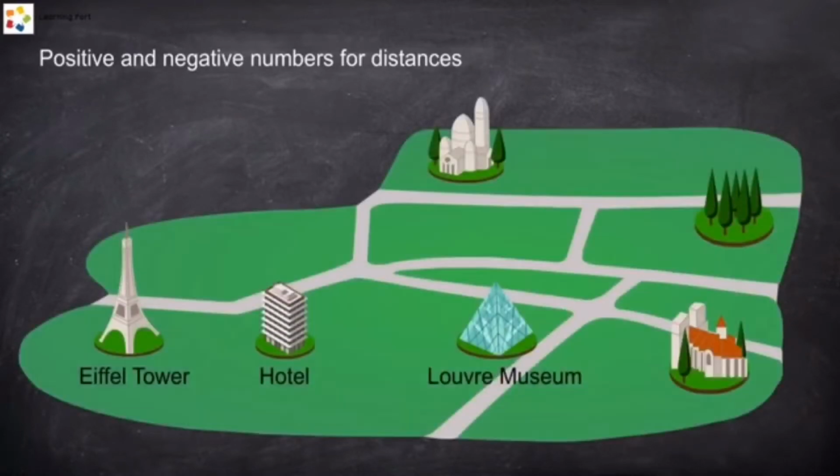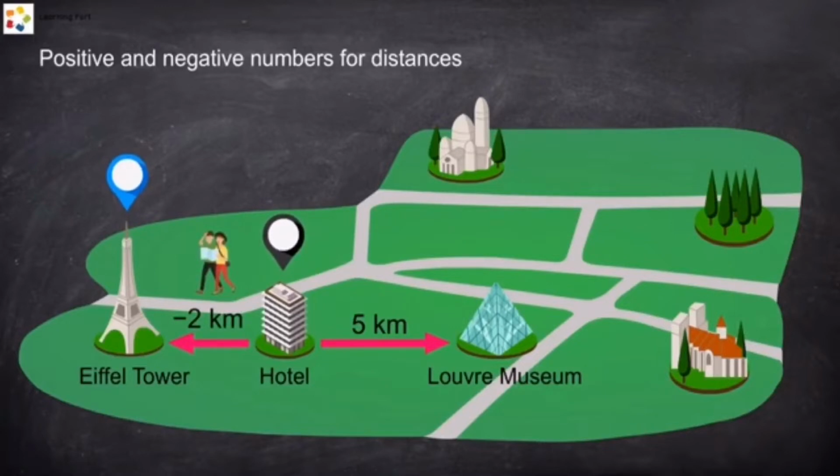Instead of using the terms going right or going left to give directions, we can use positive or negative numbers to indicate directions. For example, we can say the Louvre Museum is 5 kilometers from the hotel, and the Eiffel Tower is -2 kilometers from the hotel in the opposite direction.